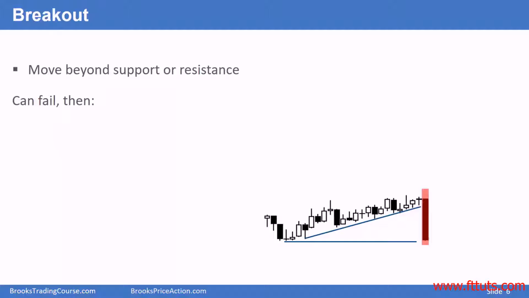A breakout is simply a move beyond support or resistance. A bear breakout is a move below support. Here we have a bull channel, higher lows, higher highs, and then we have a break below the line. This is a big bear trend bar, and it is a breakout. It's a move below support. There's other support down here, and the market broke through support here.